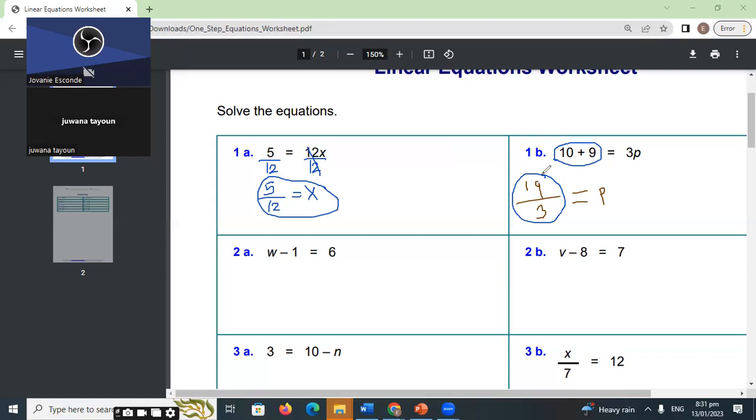Is it because the numerator is bigger than the denominator, right? Yes. You have to simplify it first. So what are you going to do to simplify it?